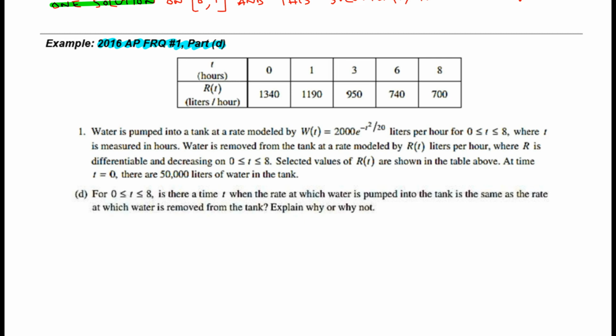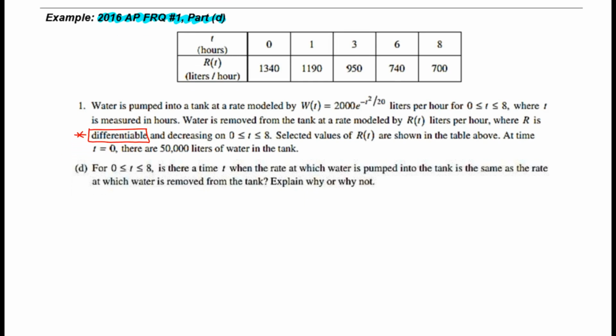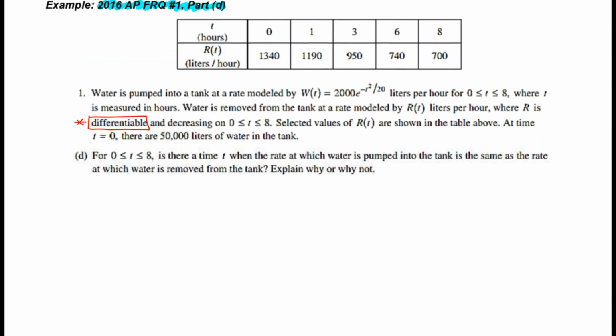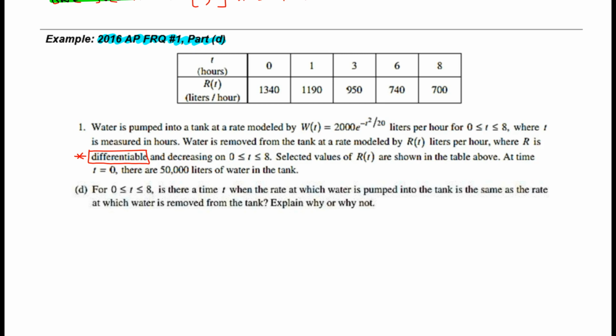First thing we need to do is talk about this word right here, differentiable. You have no idea what that term means. So I'd like to make a note about it. Okay, we're soon going to learn that the term differentiable also implies that the function is continuous. So we can state that the function R of t is continuous on the interval in question from 0 to 8. Okay, so let's just kind of stop, gather our thoughts, and see what's going on here. We have a tank.